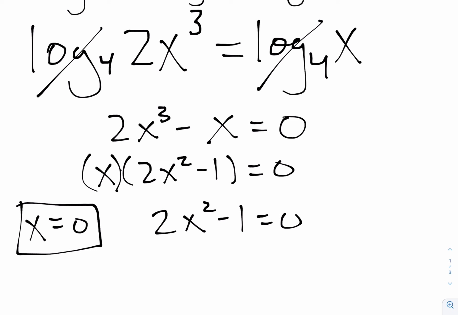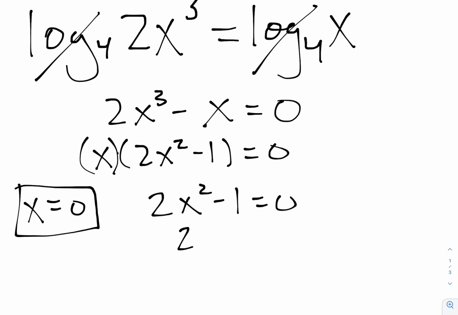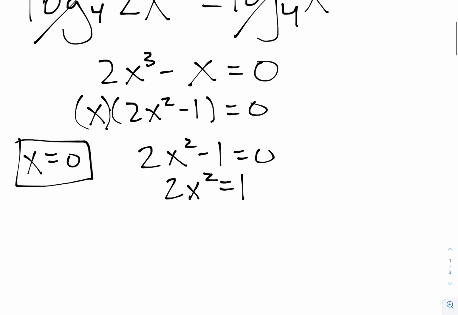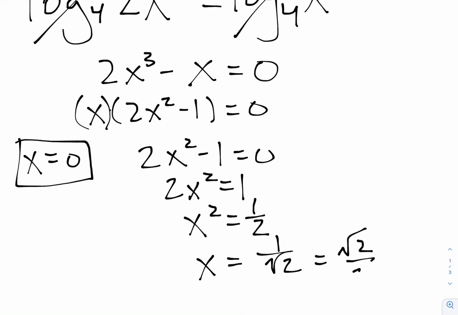Another one is we add 1 on both sides, so 2x squared equals 1. We divide by 2 on both sides, so x squared equals 1/2. And then we square root the top and the bottom to get x. So this is 1 over the square root of 2, which is the same as the square root of 2 over 2 if we rationalize it. And you might also recognize that as the sine or the cosine of pi over 4, 45 degrees. But in the end, x is equal to 0 and root 2 over 2.